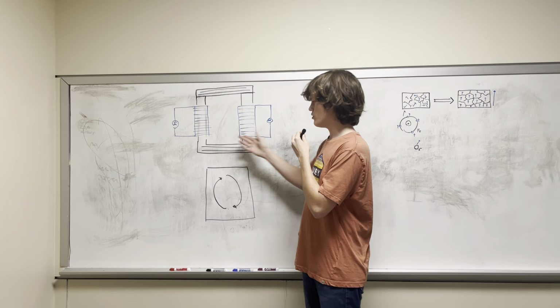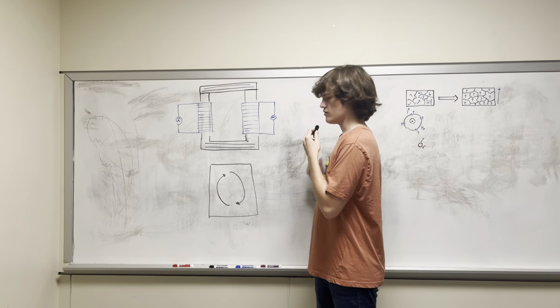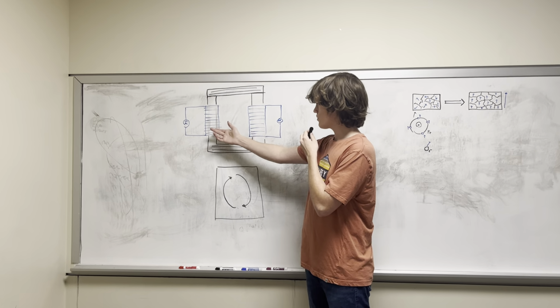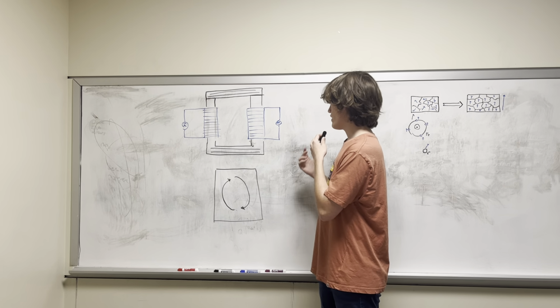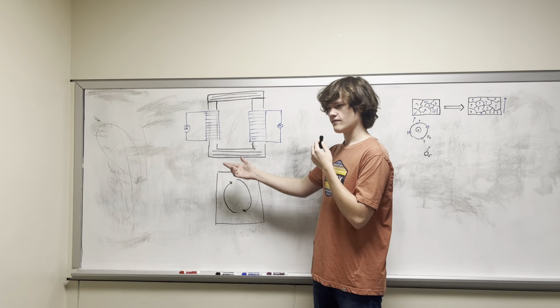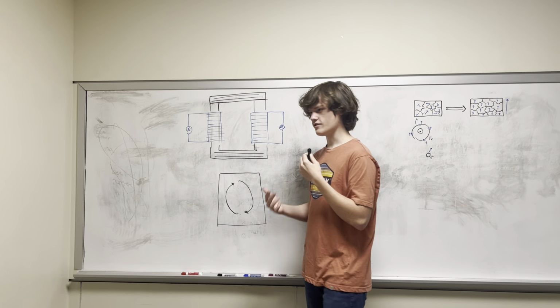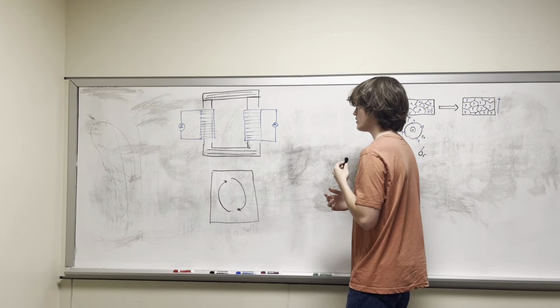If these have the same number of turns, it's equal current on both sides. If this has double the turns of the secondary, then our current output doubles. If it has half, current output halves, and on and on. It's a very one-to-one relationship.